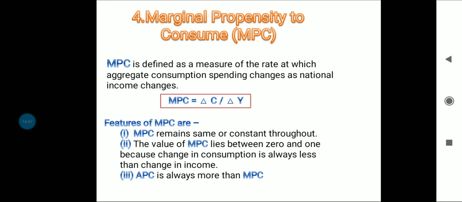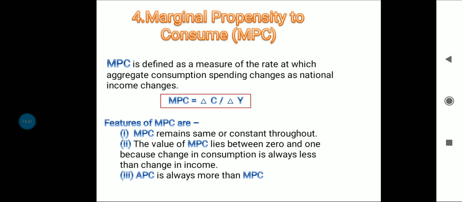Now we should understand some features of MPC. MPC remains the same or constant throughout. In our course of study, as I have told you, we are dealing with the John Maynard Keynes model. In this model, the assumption is that MPC remains the same throughout as consumption increases at a constant rate. The value of MPC lies between 0 and 1 because change in consumption is always less than change in income. What does it mean? It means the MPC will be 0 when there is no consumption due to change in income.